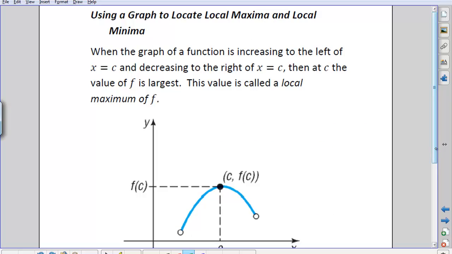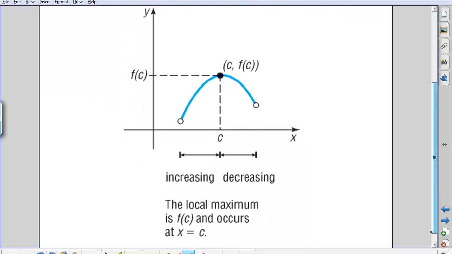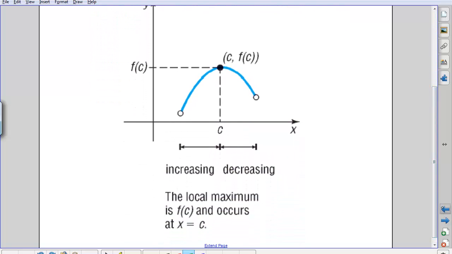Okay. Next concept, as we talk about increasing, decreasing, and constant, we sometimes get what are called local maxima and local minima. And those maxima and minima words are just plural of maximum and minimum. So we're talking about local maximum and local minimum. And when we say local, we're talking about for one piece of the graph.